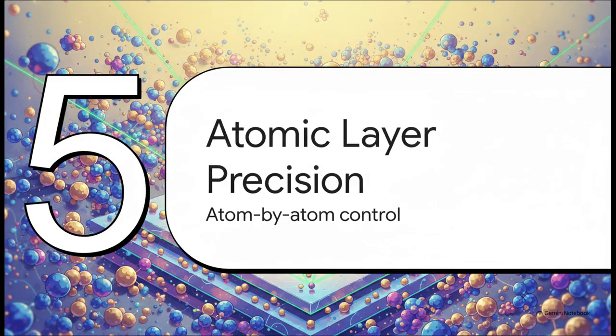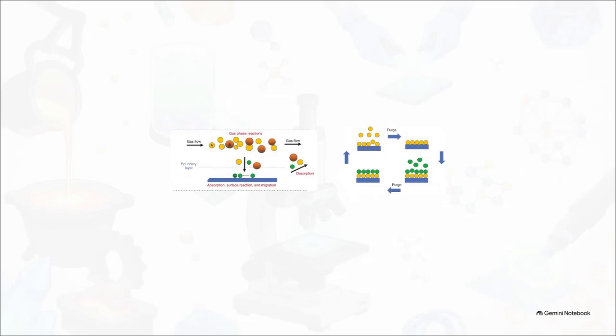And finally, Part 5, Atomic Layer Precision. True atom-by-atom control. For our final scale down, we're moving beyond the continuous storm of CVD and entering the most patient, ultra-precise manufacturing technique in our entire toolkit, atomic layer deposition.